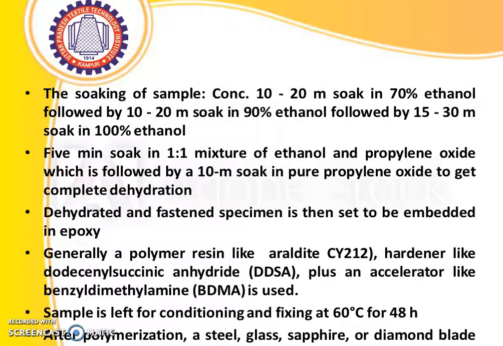In this way, the dehydrated and fixed specimen is then embedded in epoxy. Generally, a polymer resin like araldite with a hardener is used, plus an accelerator like BDMA. The sample is left for conditioning and fixing at 60 degrees centigrade for 48 hours. Sometimes it is preferred to keep the sample for a few days. After polymerization, microtomes containing steel, glass, sapphire or diamond blades are used to cut very thin slices.